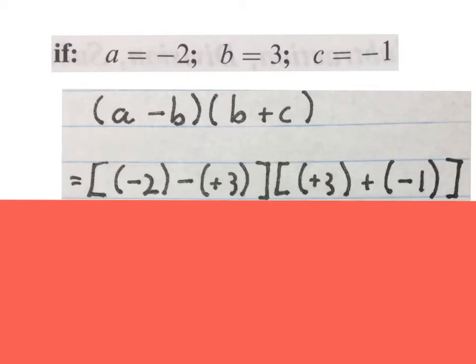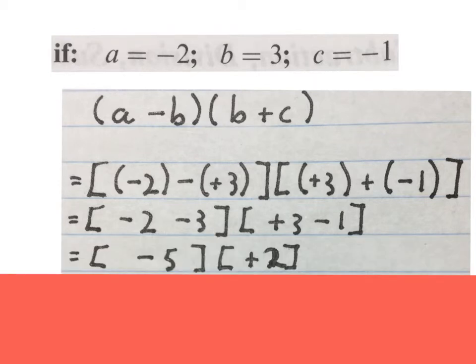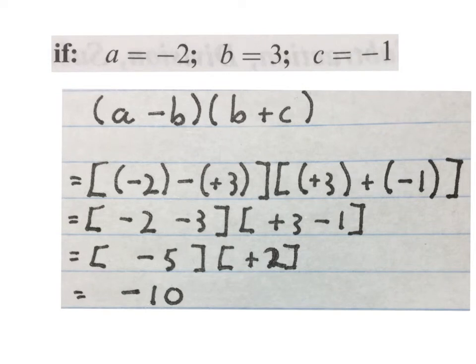Next expression looks like this. Replace your variables with their own brackets and their own signs. Do order of operations inside each bracket separately. Further simplify each bracket inside of it. Then times minus 5 times plus 2 is minus 10.